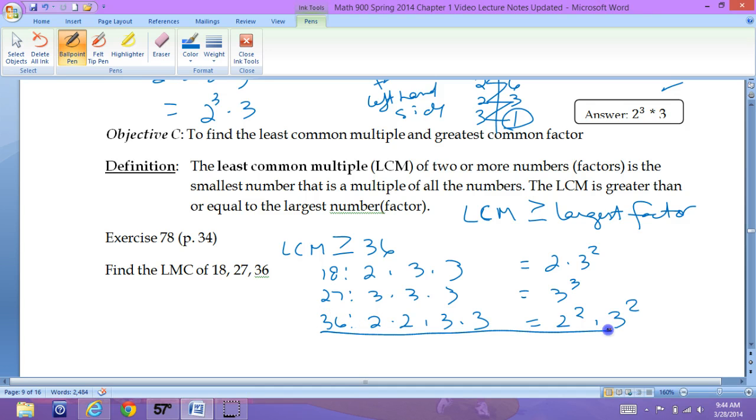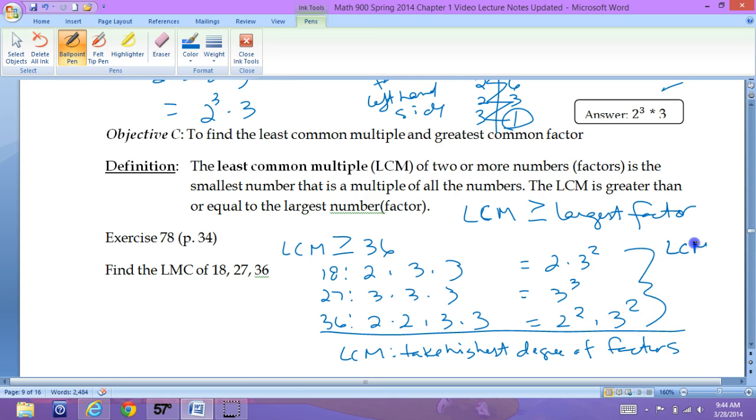So for the LCM, take the highest degree of the factors. In our case, we have a 2 and we have a 3. We have to take the highest degree. The 2 occurs as 2 squared. That's the highest for the base of 2. The 3 has 3 squared and 3 cubed, and 3 cubed is the highest. So this equals 4 times 27, and 4 times 27 is 108.